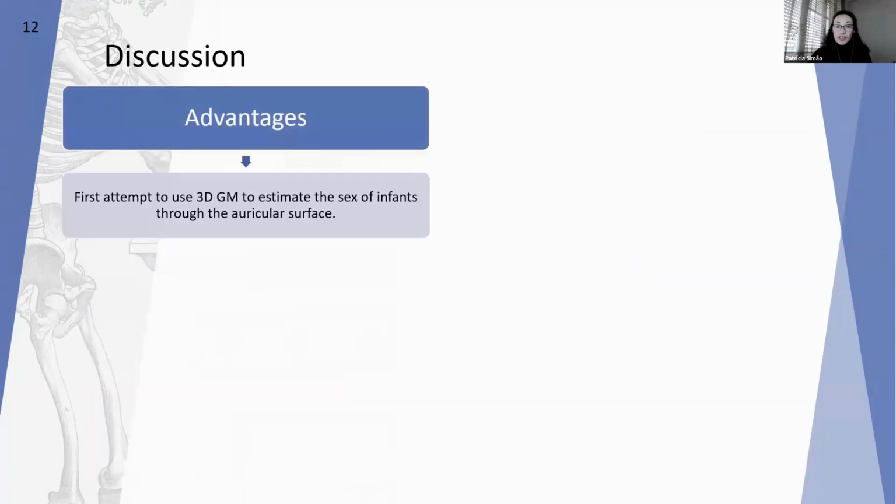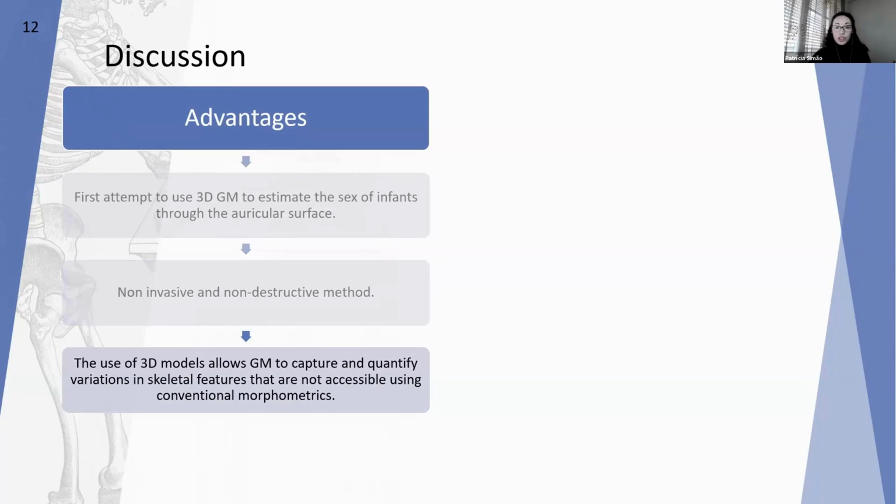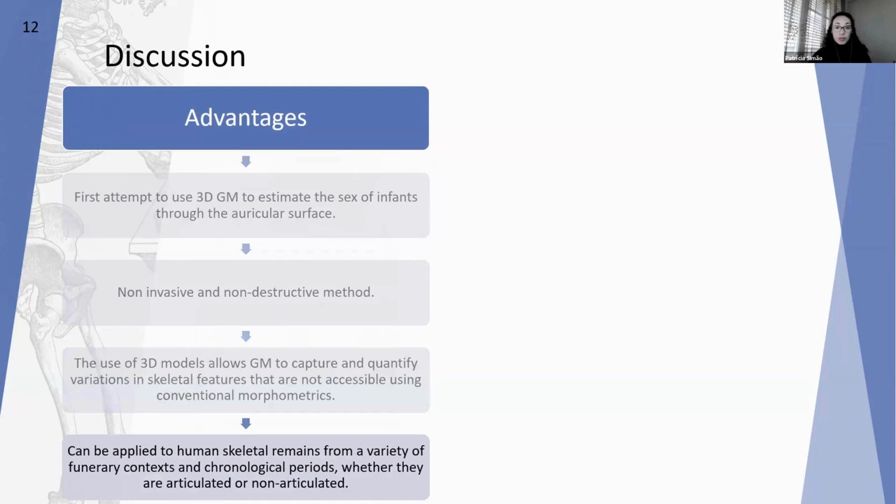So, this study is the first to apply 3D geometric morphometrics to the auricular surface for sex estimation in non-adults. It uses a non-invasive method with virtual replicas, aiding in the preservation of osteological collections. By using 3D models, this technique can capture and quantify variations in the auricular surface that conventional morphometrics cannot. This method can be applied to human skeletal remains from various contexts and periods, whether they are articulated or not.